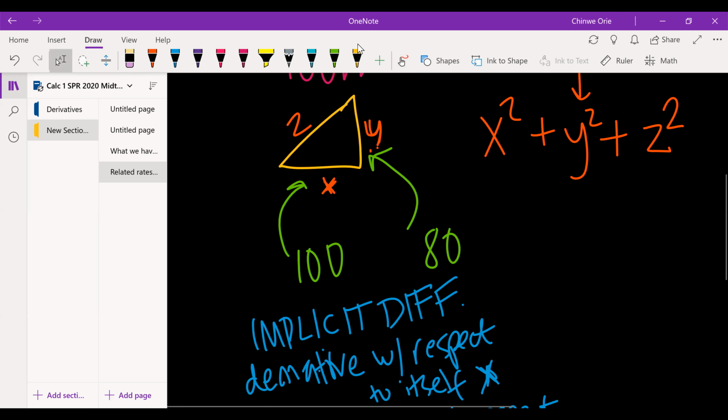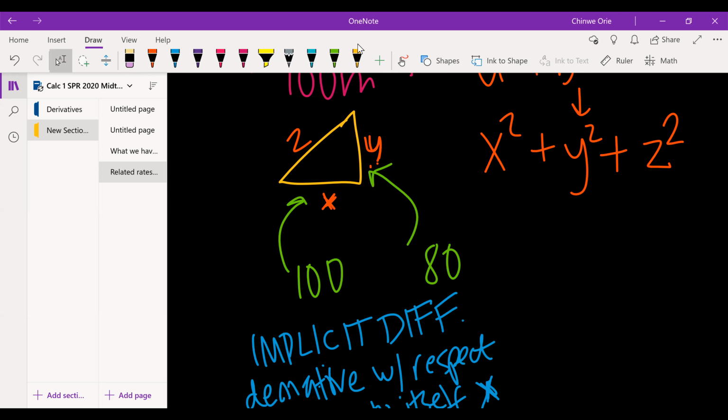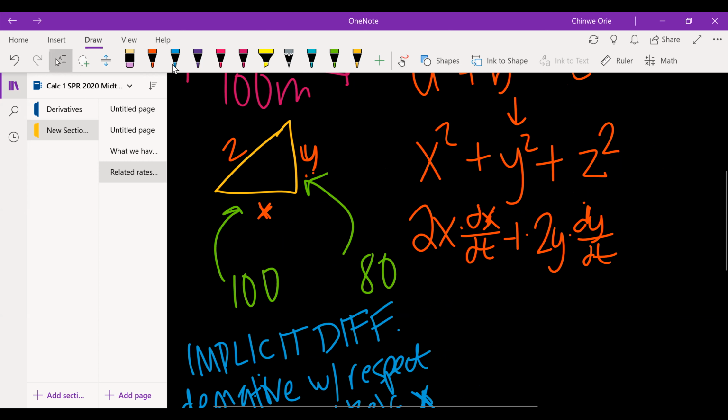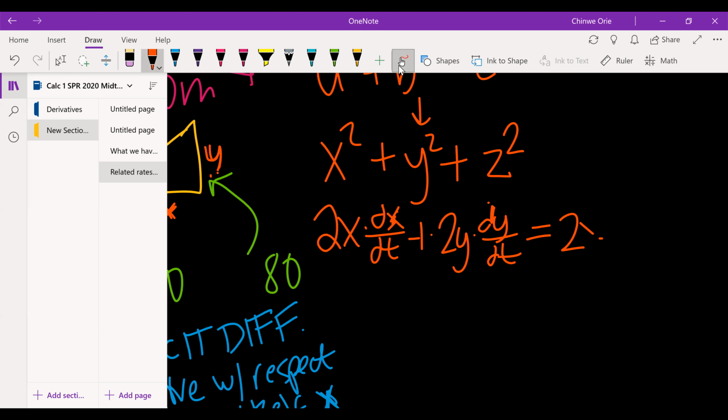Okay, the first derivative is going to be 2x times the derivative of x with respect to time, which is dx over dt, plus 2y dy over dt. And that is going to end with 2z times the derivative of z with respect to time, dz over dt. We'll check the time. That makes sense, everybody?